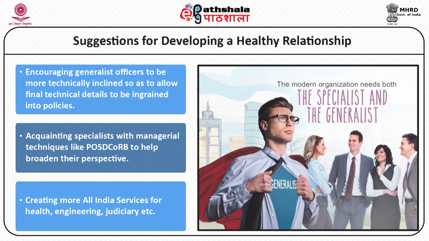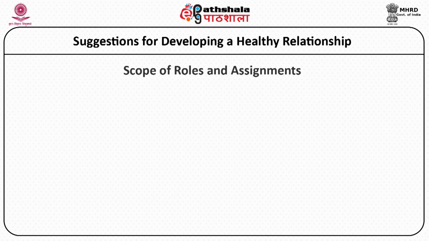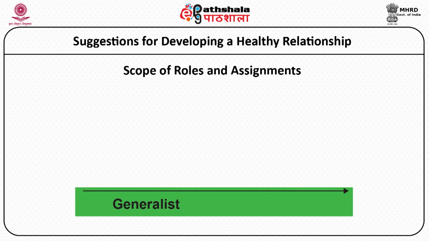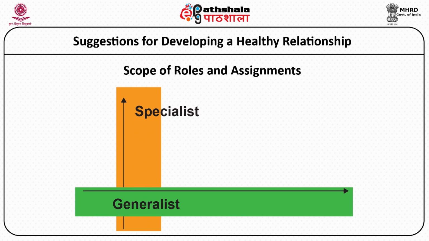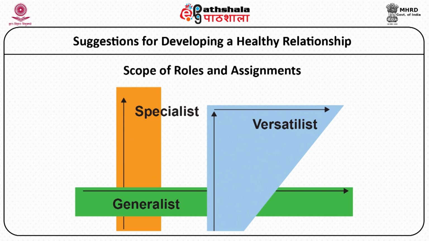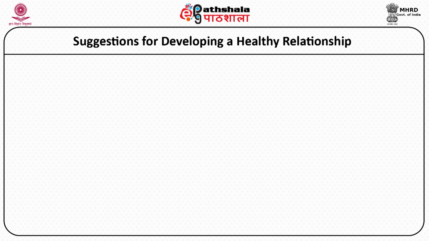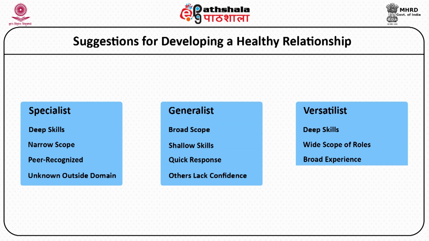Friends, I have discussed various suggestions to develop a harmonious relationship between journalists and specialists. The point remains that we cannot do with either the journalist or the specialist alone. We need versatile officers who have both breadth of knowledge and deep depth of knowledge, who have wide skills in their kitty, who have better understanding. He may be a journalist, he may be a specialist. The point remains he should be a versatile officer dealing with all aspects of administration, and administration comprises both journalist and specialist activities.